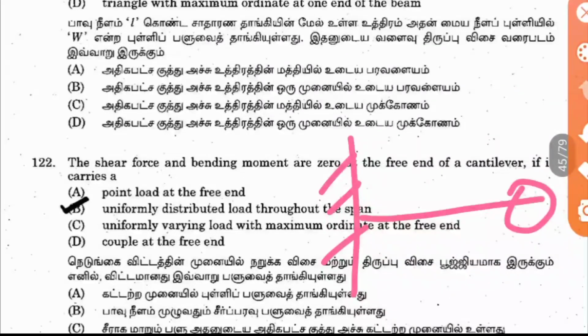You see the other options also, uniformly varying load with the maximum ordinate at the free end. So it will be like this. If this is the case, also here the load will be acting, so shear force will come. Couple at the free end, if the couple is here, moment will come. So option B is the only right pair. Both the shear force and bending moment are zero.